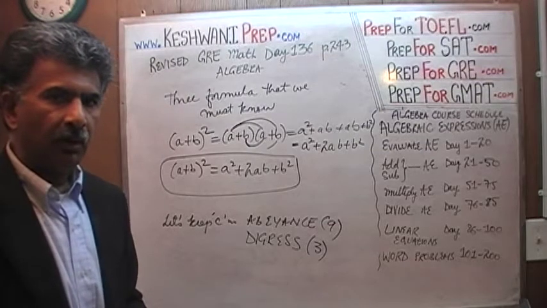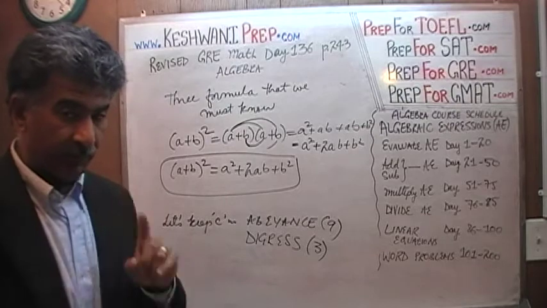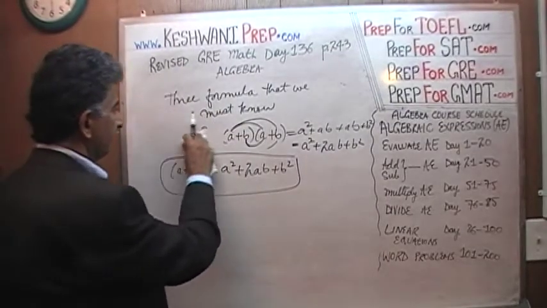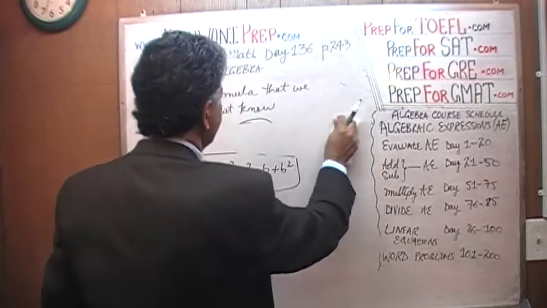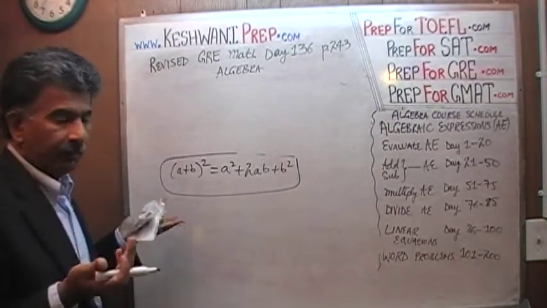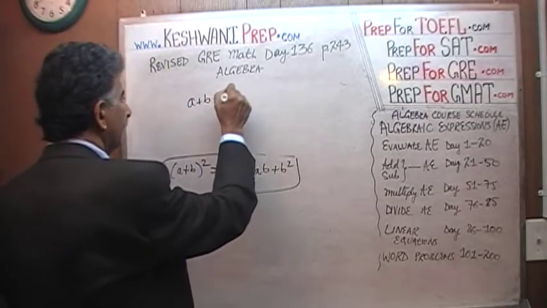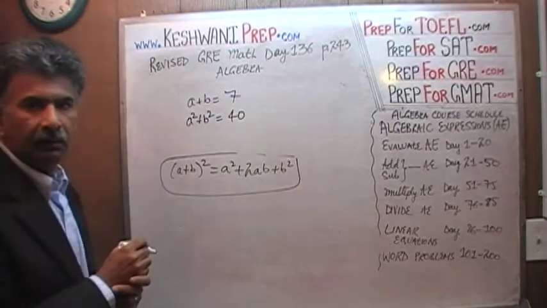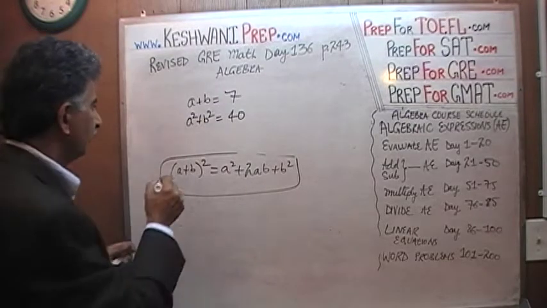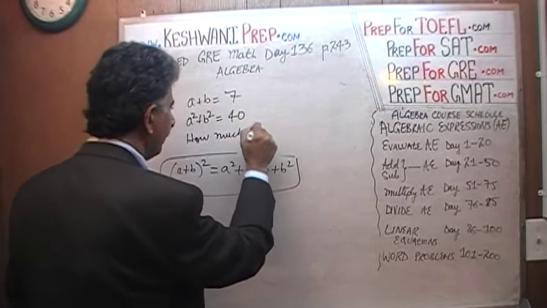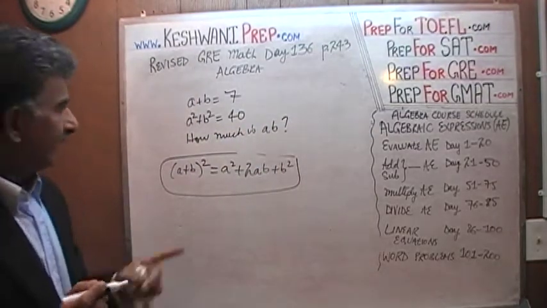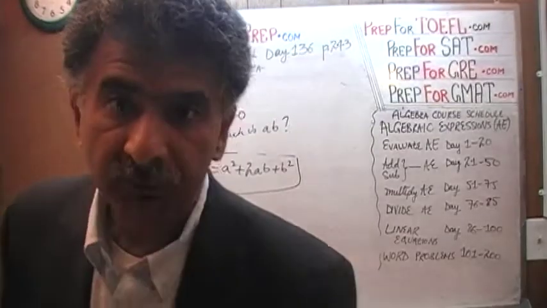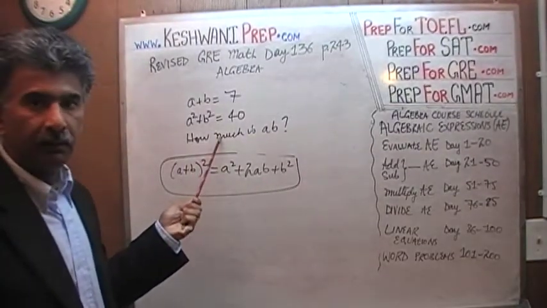Let me give you an example of a typical problem that appears in the exam. I'm going to make one up impromptu. Let's see what happens. Sometimes these things work out and sometimes they don't. For example, a typical problem will tell you that a plus b is 7, and that a squared plus b squared is 40. That's the information that is given to you. And then the question simply is, how much is a times b? This does appear on the exam. The only way you can answer this question is if you know this formula. There is no other way.